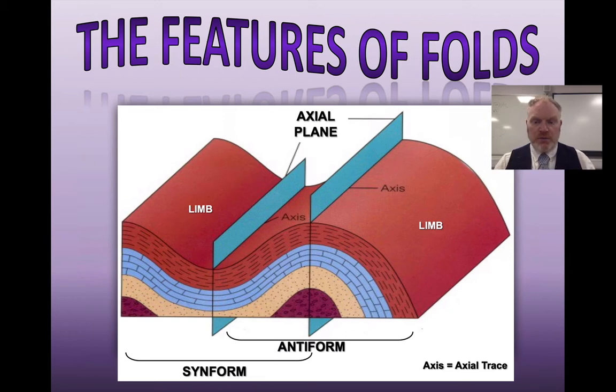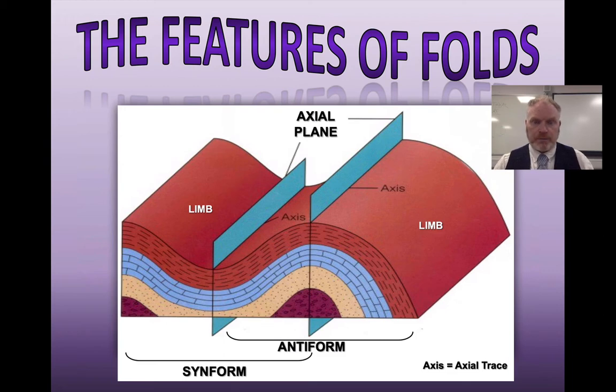We then have a couple more terms. We have the limb of a fold, and the limb is the dipping bed in between hinges. A limb won't just be a limb for one fold, it'll be a limb for maybe two folds. So the limb that's in the middle of this particular diagram, it's not labelled, but the one in the middle, that's a limb for both the folds we can see here.